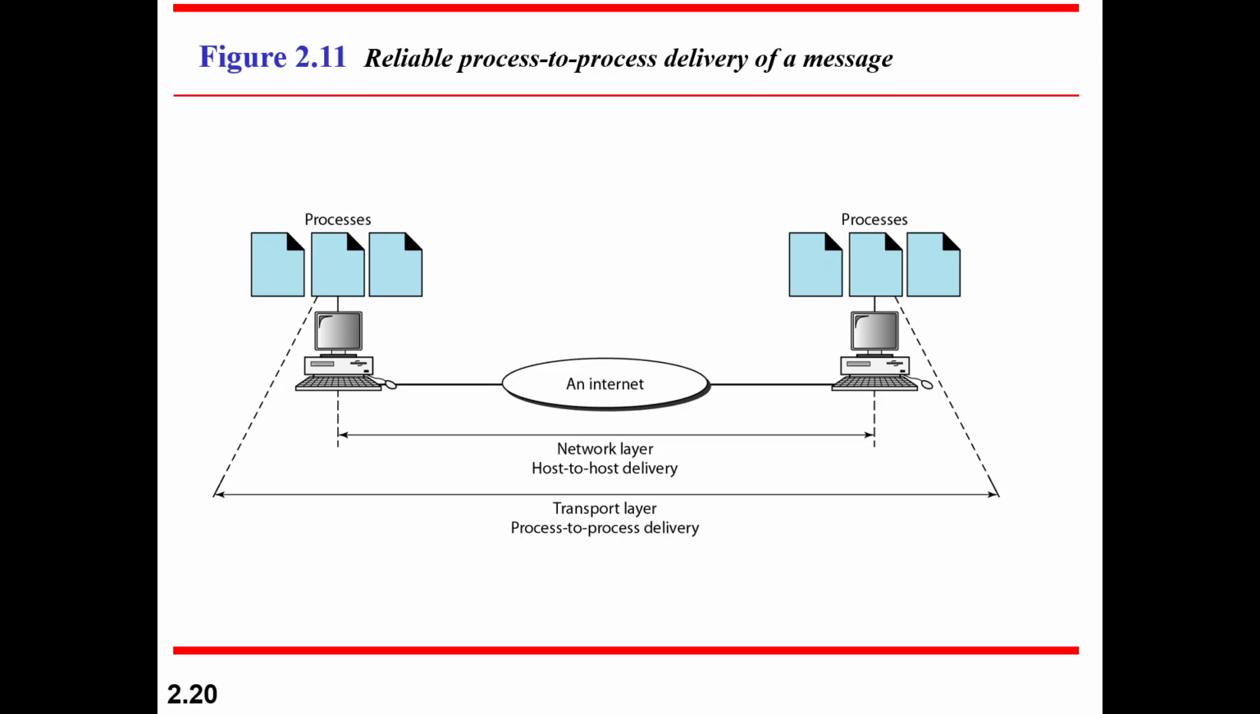Next function is flow control. Like the data link layer, the transport layer is responsible for flow control. However, flow control at this layer is performed end to end rather than across a single link. Error control: like the data link layer, the transport layer is responsible for error control. However, error control at this layer is performed process to process rather than across a single link.